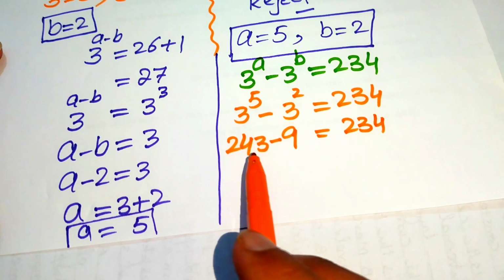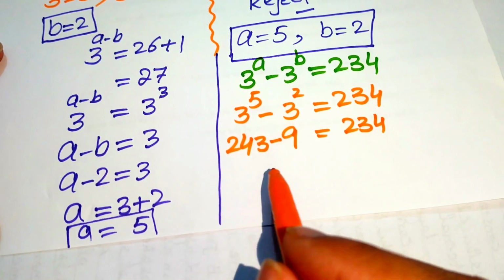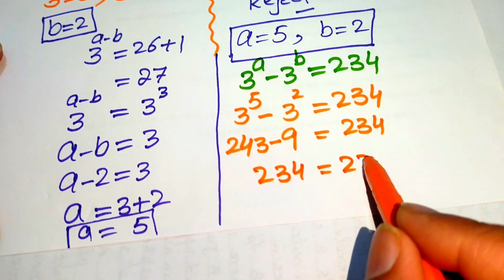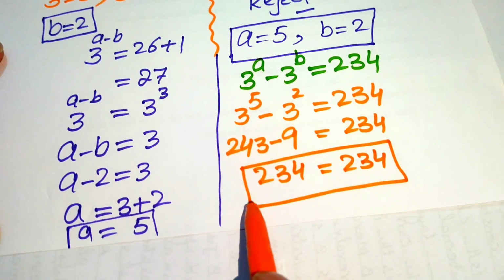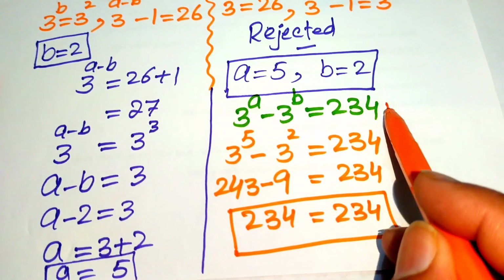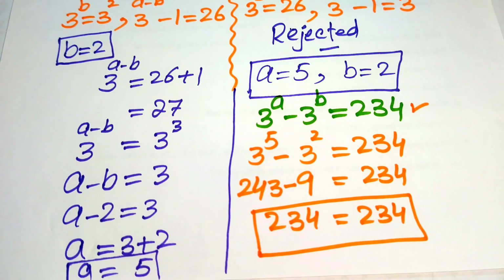So when we subtract 243 minus 9, it equals 234. So this shows that 234 equals 234. This shows that the values of a and b satisfy the given question statement. So a and b are the final answer of this question.